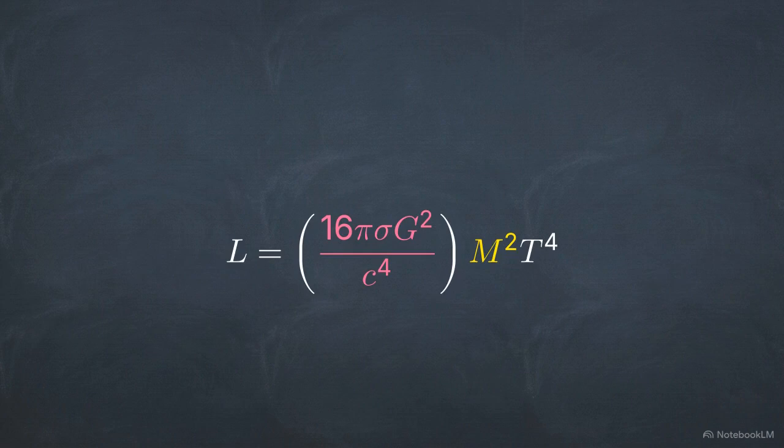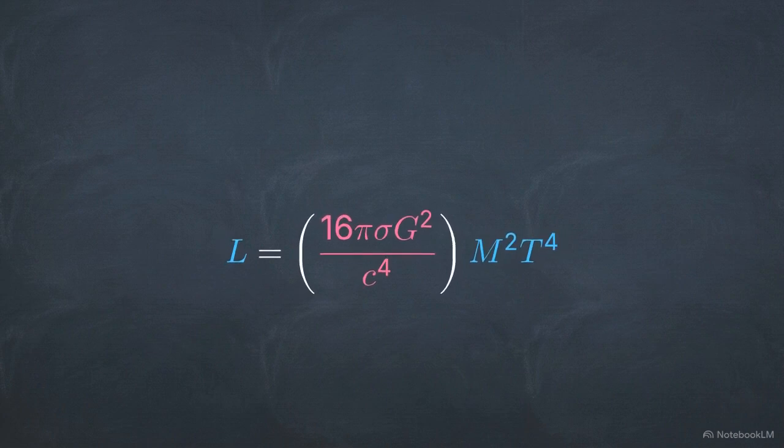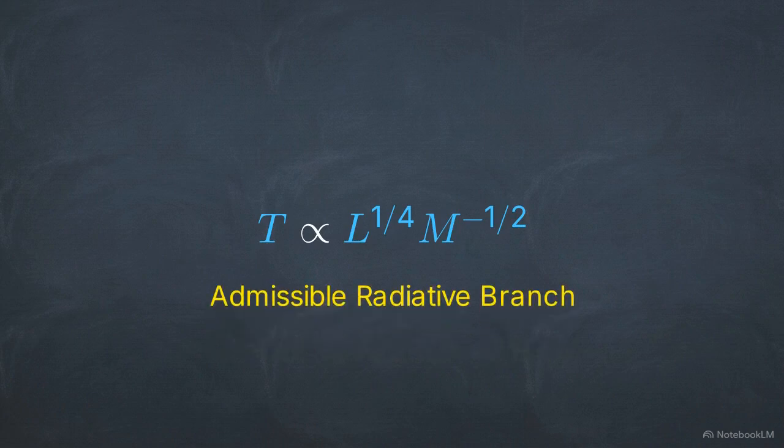The arbitrary physical radius has been eliminated. In its place is the mass of the spacetime. This classical substitution locks luminosity, mass, and temperature together. It shows that event horizons enforce a specific thermodynamic scaling. Solving for temperature yields the admissible radiative branch. Temperature is proportional to luminosity to the 1/4 times mass to the negative 1/2.